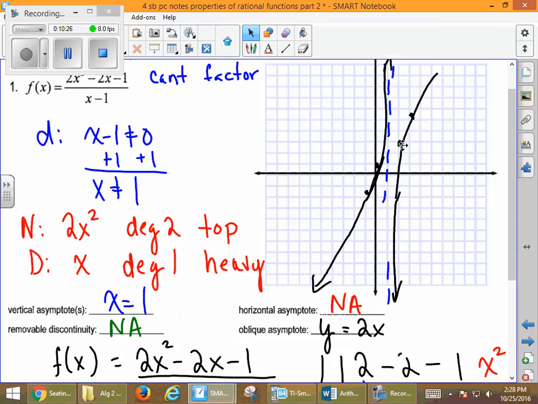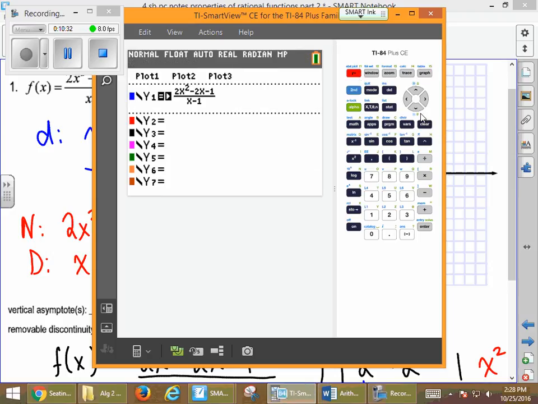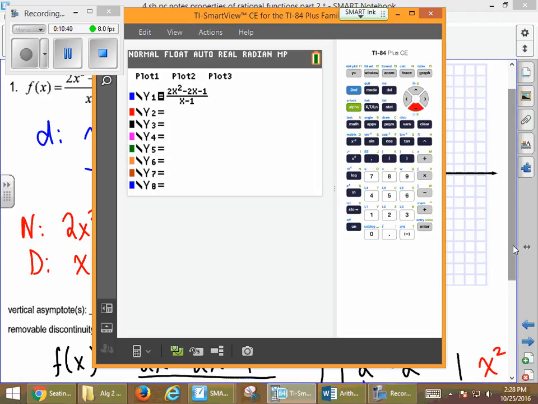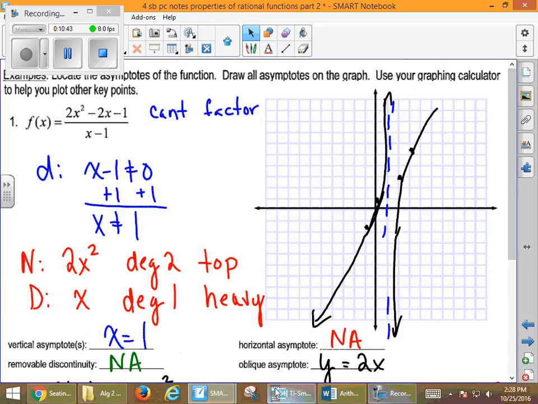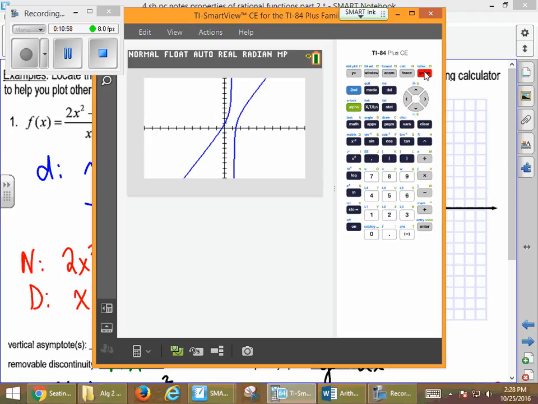And then the last thing is, because I'm not going to be able to draw it in as accurately, at least right this second, if we come down here to y2 and we type in our oblique asymptote equation of y equals 2x, there's the oblique. It's a line that the graph gets closer and closer and closer to, but never quite touches.